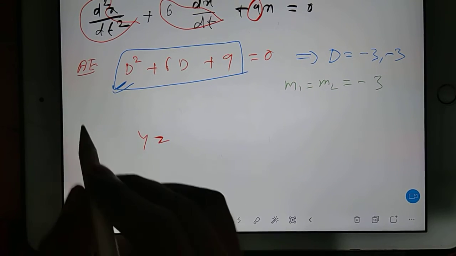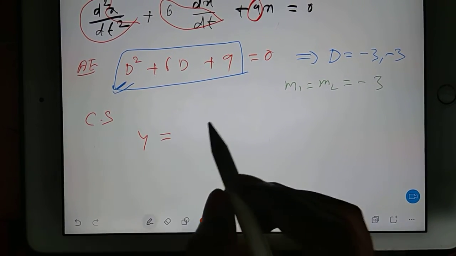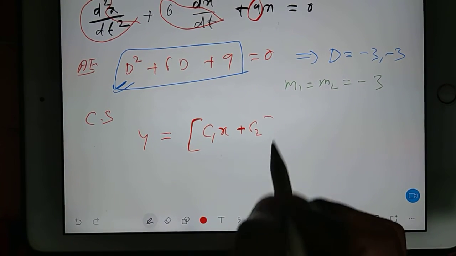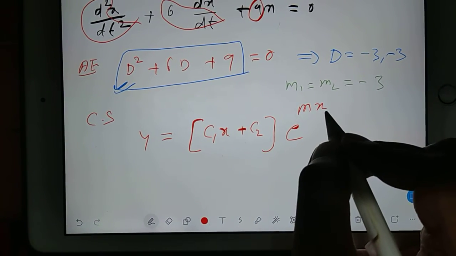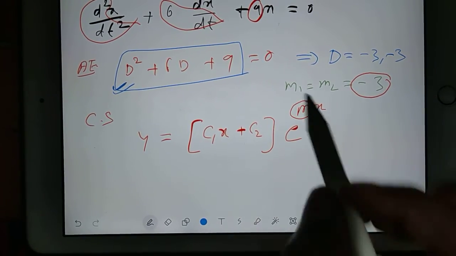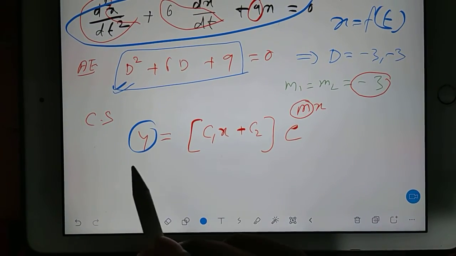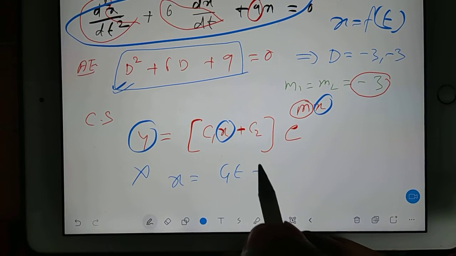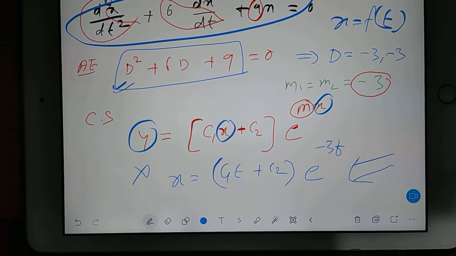So directly your complete solution will look like y is equal to (c1 x plus c2) e power mx. Now this m value you have to substitute as minus 3. But again keep in mind this answer is given in x as the function of t. So here you should write x and here you should write t. So your x is equal to (c1 t plus c2) e power minus 3t. This should be your right answer.